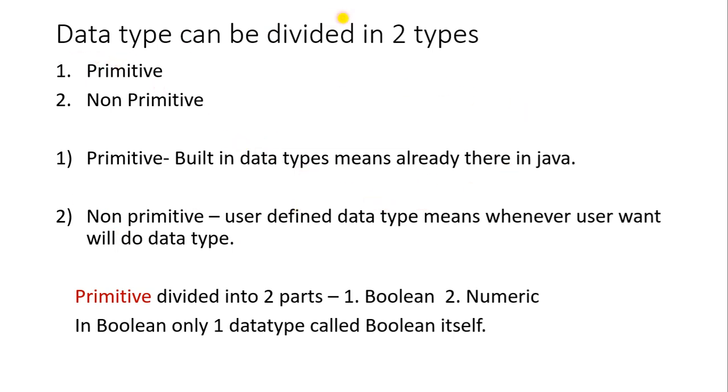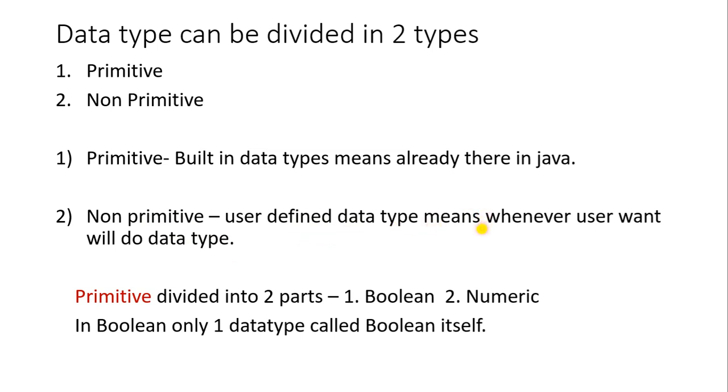Data type can be divided into two types: one is primitive and another is non-primitive. What is primitive? Primitive means built-in data types, the data types which are already in Java, which we will use in our Java programs. Non-primitive data type means user-defined data type, where the user makes that data type according to his use.